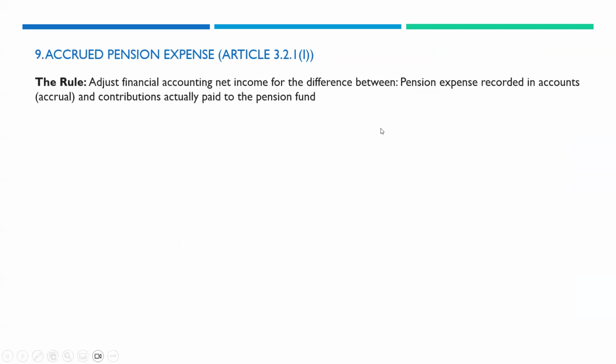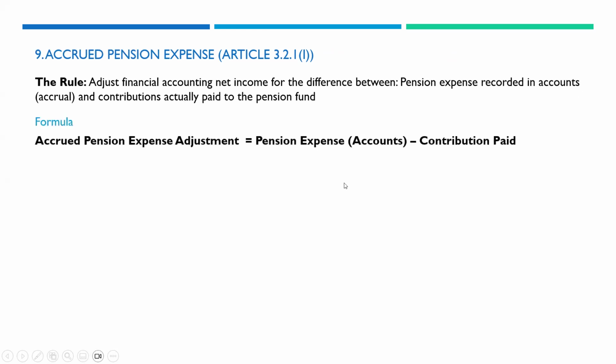Then there is accrued pension expense. You remember defined benefit schemes, defined contribution schemes. What is the difference? So same. Adjust financial accounting net income for difference between pension expense recorded in accounts and contributions actually paid. Now, what does it mean? You should not take the accrued amount. See, if you remember IAS 19, I think that's the standard.